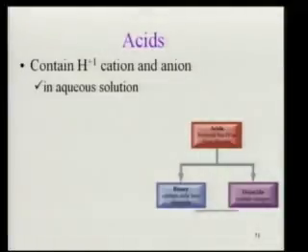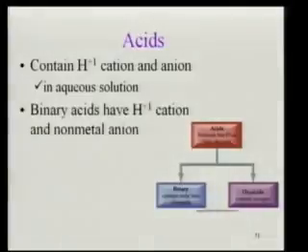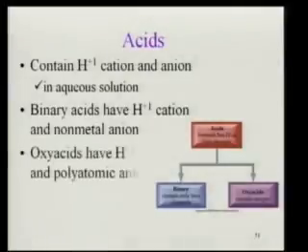So acids are going to contain hydrogen ions, a hydrogen cation, plus some sort of anion that will be present, some negatively charged thing. That's going to take place in an aqueous solution. Now, that just means that it's going to be dissolved in water, for example. Now, binary acids, binary means two. So acids that have just two things present, hydrogen plus one other element stuck together. They're going to have a hydrogen cation and a non-metal anion.